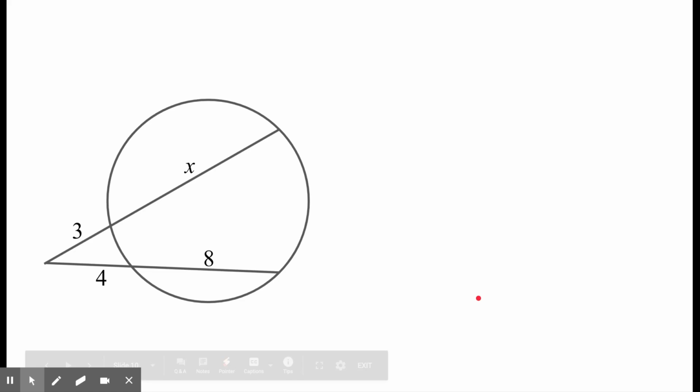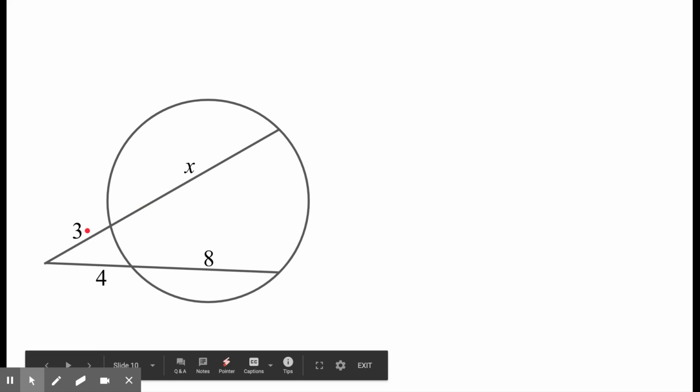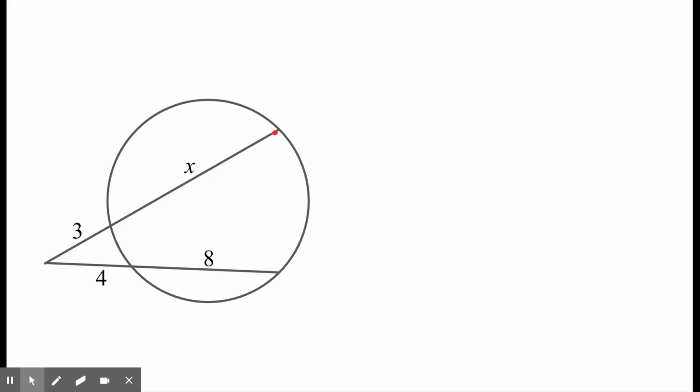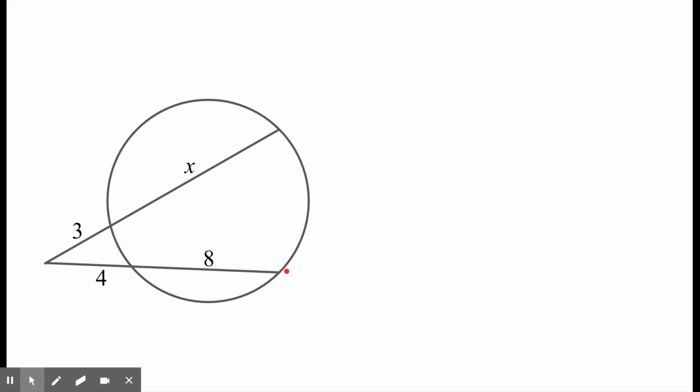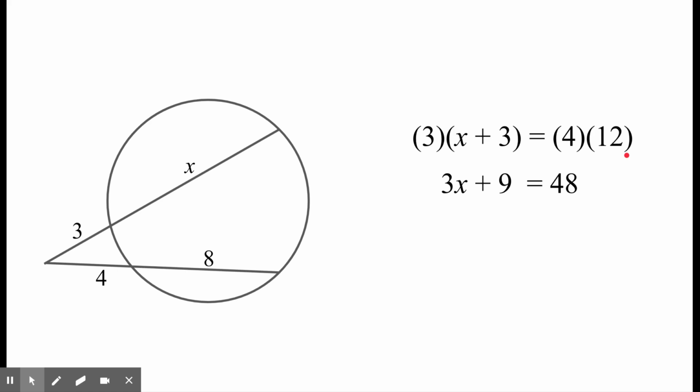Let's look at an example. Here we have the outside is 3. The whole thing would be x plus 3. And here we have the outside is 4. The whole thing would be 4 plus 8, which will give us 12. So we end up with 3 times x plus 3 equals 4 times 12. Let's multiply that out. 3x plus 9 equals 48. 3x equals 39, and divide to get x equals 13.